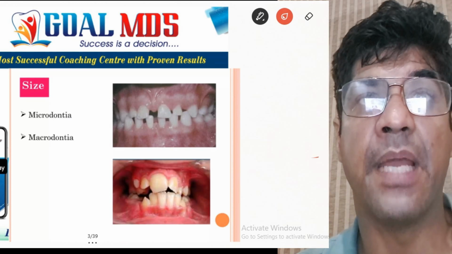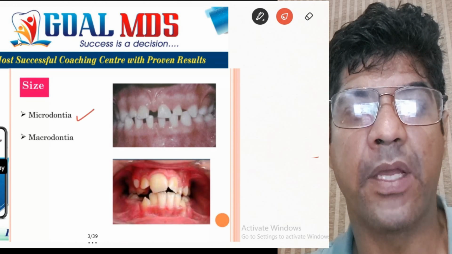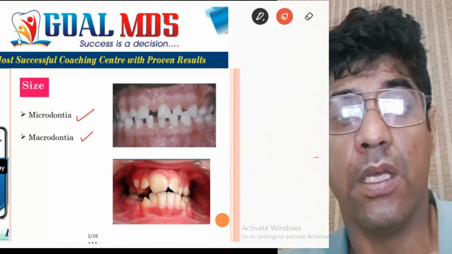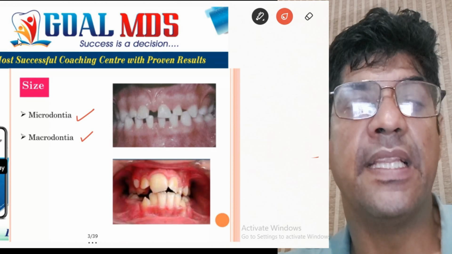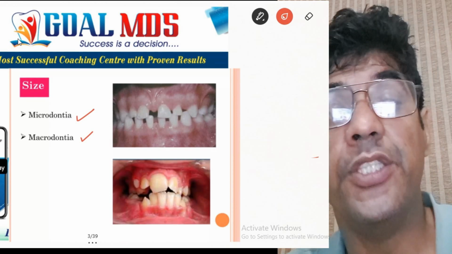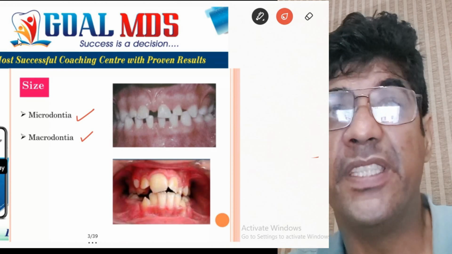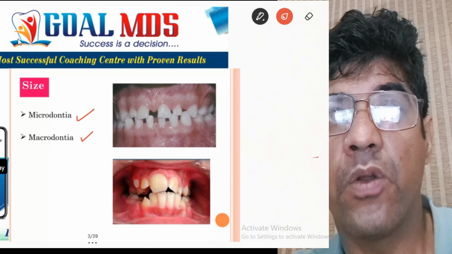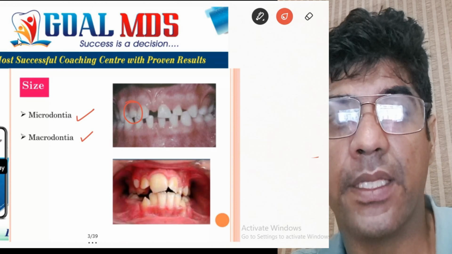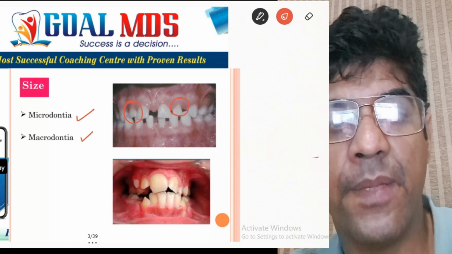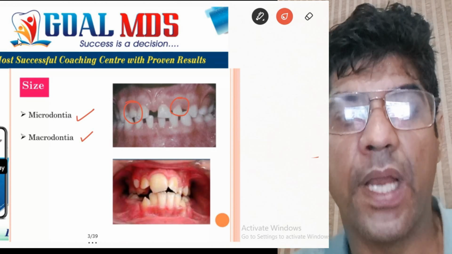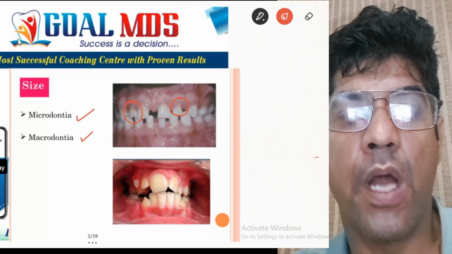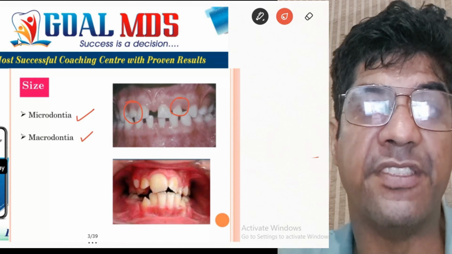Based upon the size, they can be either microdontia or macrodontia. Microdontia is the term we use when the teeth are smaller than they usually should be. Which teeth are most commonly affected in microdontia? They are the maxillary lateral incisors. They are the most commonly affected tooth. They tend to look like a peg with a small crown and usually normal size root.